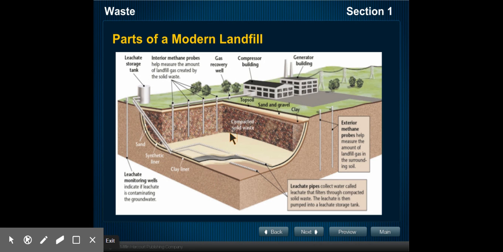And so materials are buried in here and covered up, and we continue to bury them until we fill them up. And that's in general how they work. And again, the methane can be captured, it can be burned, can be reused, which is the best outcome for that.